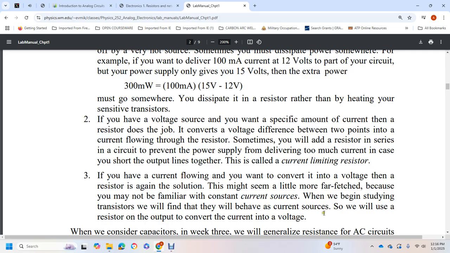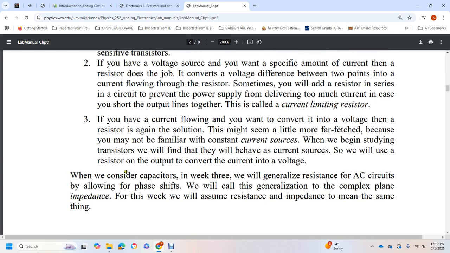Sometimes we add a resistor in series in the circuit to prevent a power supply from delivering too much current, for example in the case of shorted output lines. This is called a current limiting resistor. If you have a current and want to convert it to a voltage, a resistor is again the solution. That might seem a little far-fetched because you may not be familiar with constant current sources. When we begin studying transistors, we'll find that they behave as current sources, so you will use a resistor on the output to convert the current into a voltage.